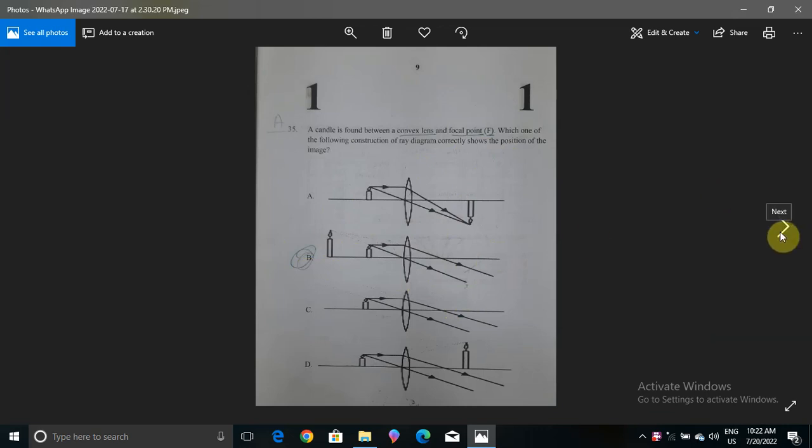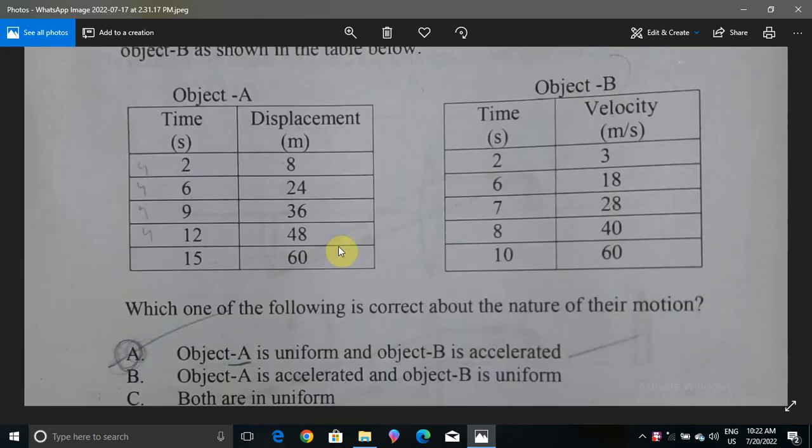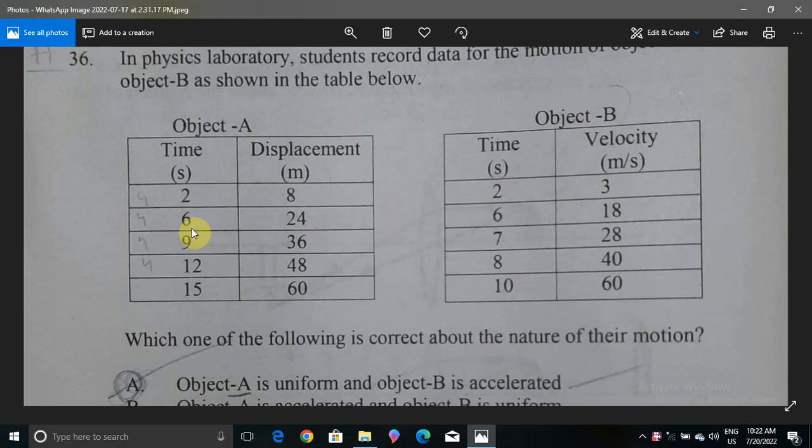Now question number 36. In a physics laboratory, students record data for the motion of object A and object B, as shown in the table below. Which one of the following is correct about the nature of their motion? We have object A uniform and object B accelerated. Let's check. For A, we have 2, 4, then by 2 it will be 4, by 4, by 4, by 4. So this one is uniform.